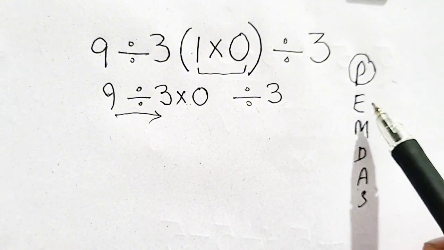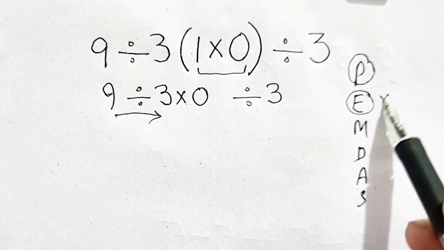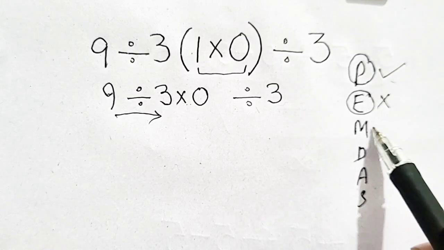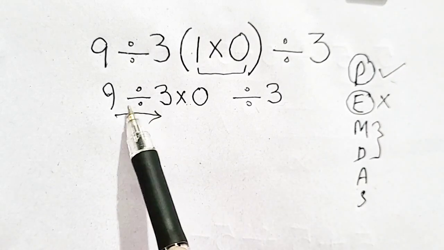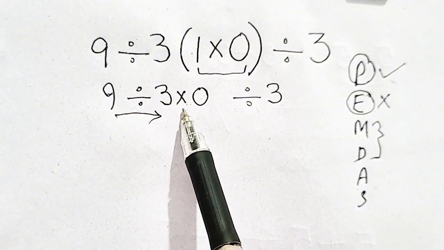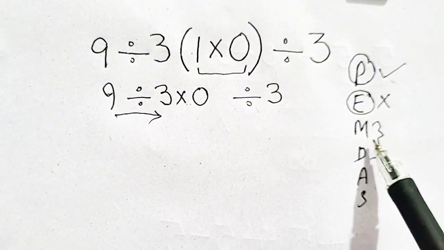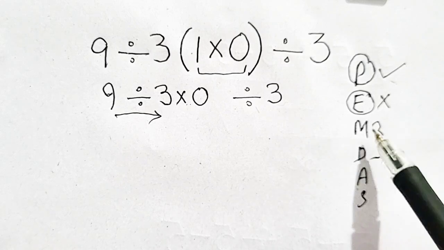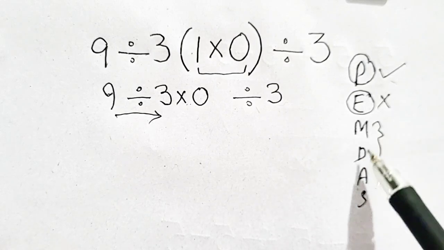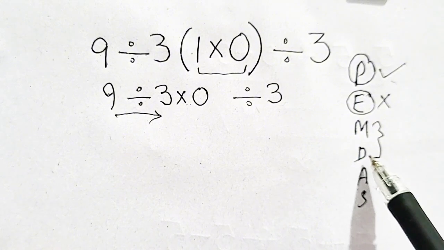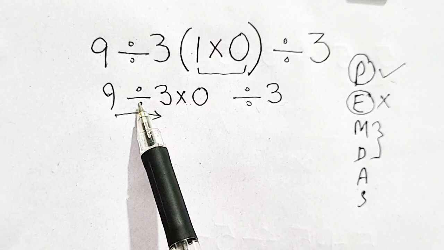Okay, here is exponent, but in this question, exponent is not involved. So we have to solve multiplication and division. Now division is at left and multiplication is at right. So we have to follow PEMDAS, but multiplication and division both have the same priority. And if multiplication and division both are involved, we will solve the operation which is at left first.